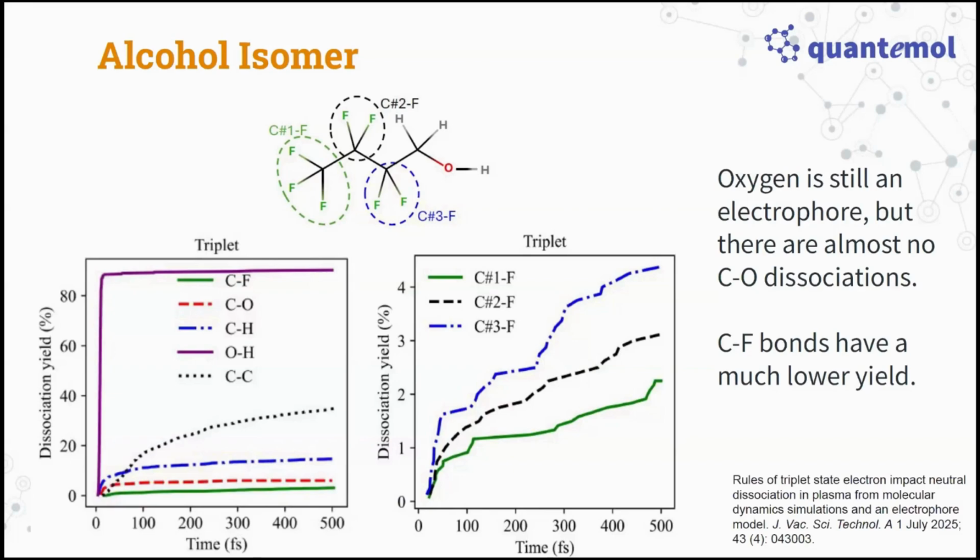And so the CF bonds have this lower dissociation yield, but they are still very much structured by, if you had a ruler and you looked at how far away it is from the electrophore, we have CF3 the closest, CF2 the second place, and last place we have CF3 at the complete other side of the molecule.